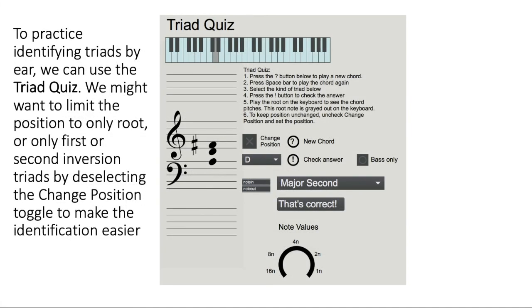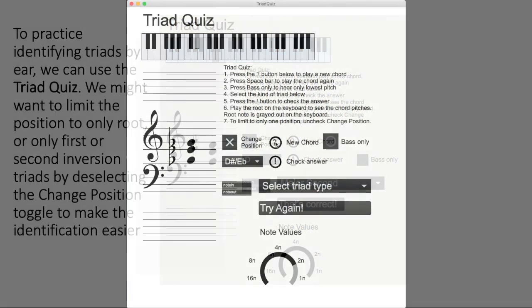To practice identifying triads by ear, we can use the Triad Quiz. We might want to limit the position to only root or only first or second inversion triads by deselecting the change position toggle to make the identification easier. Identifying triads can be challenging. It is a good idea to limit the possible chords that we're going to quiz ourselves with to, let's say, root position to start.